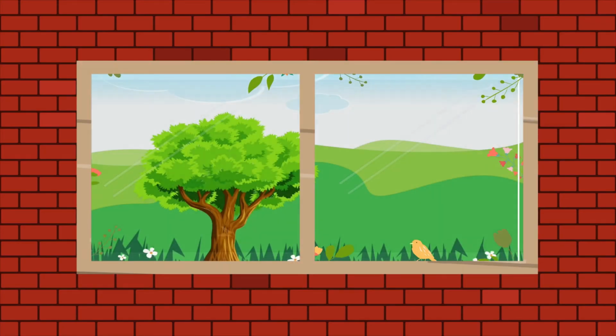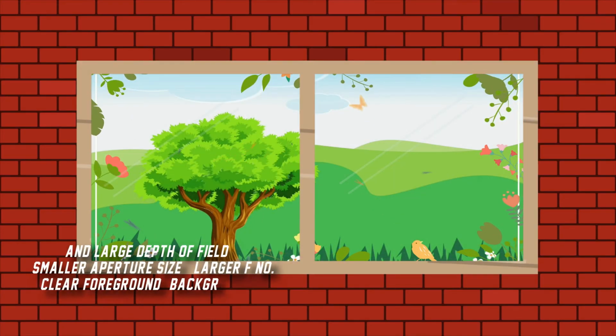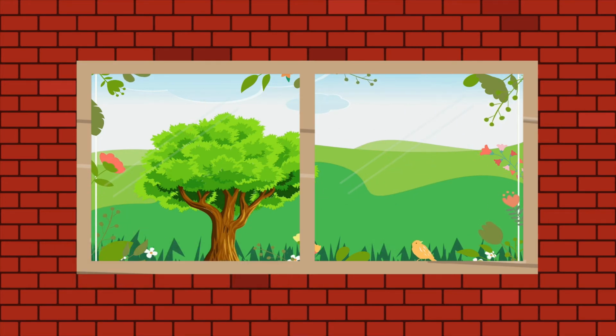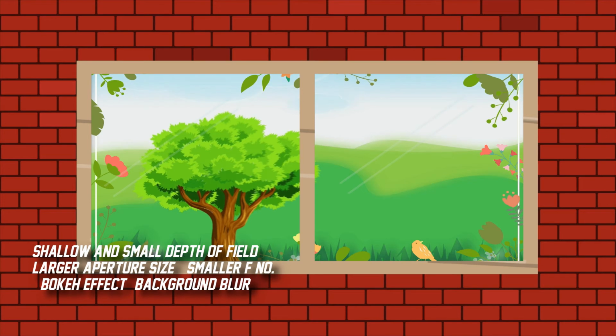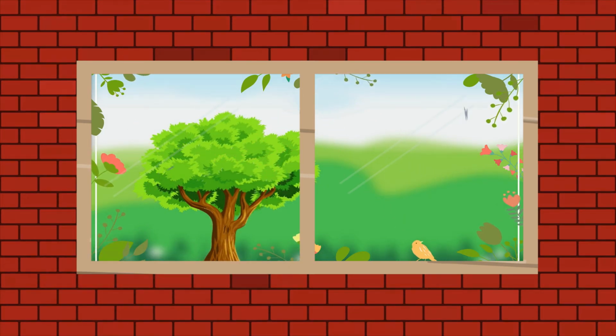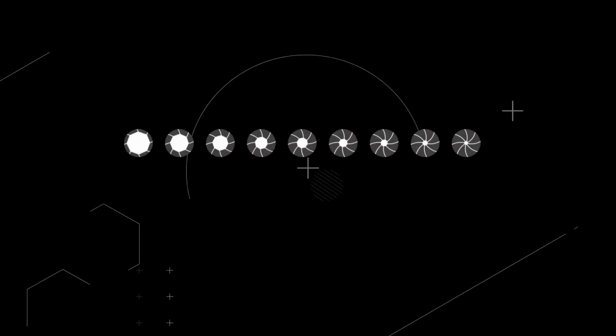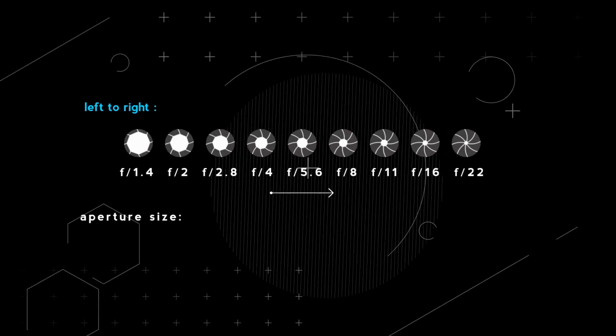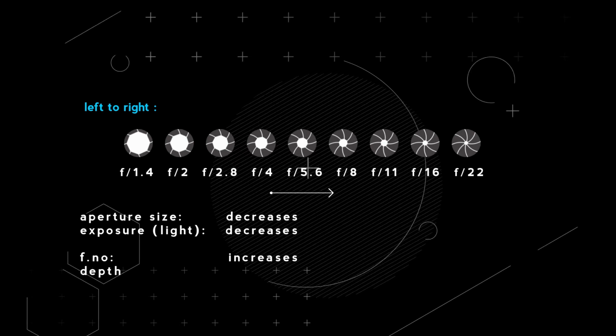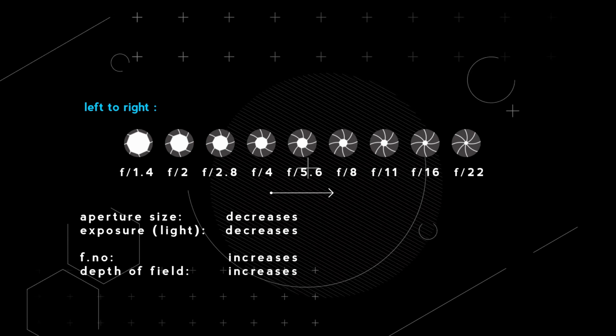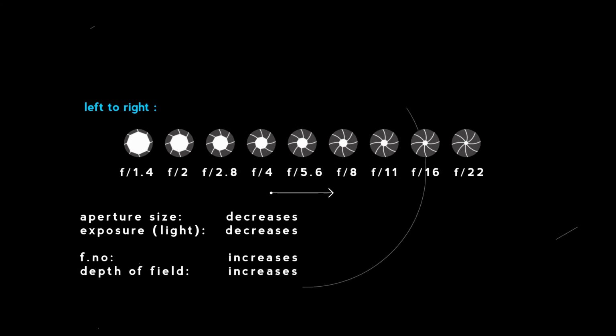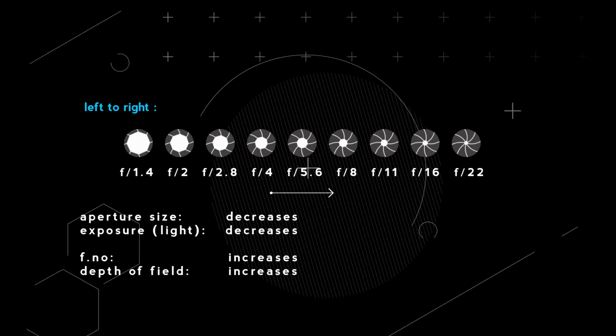The other most important effect is depth of field. Depth of field is the amount of your shot that will be in focus. Large or deep depth of field means that most of your image will be in focus. Small or shallow depth of field means that only some part of your image will be in focus. Aperture has a big impact upon depth of field. A large aperture size, remember it's a smaller f number, will give you shallow and small depth of field, while a small aperture size, remember it's a large f number, will give you deep and large depth of field.